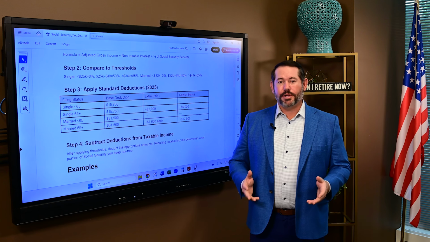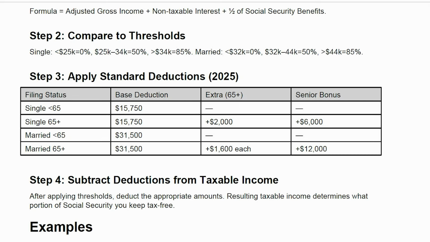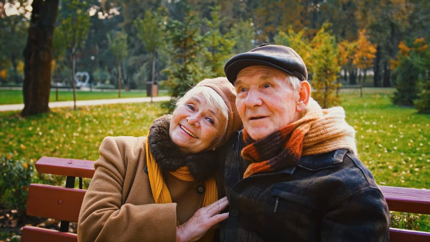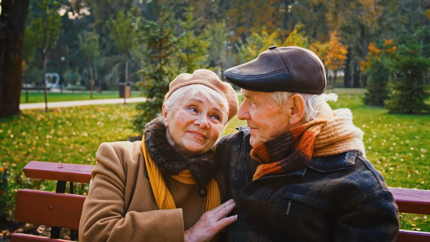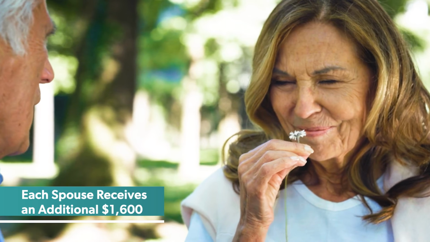Okay, so 2025, here is a table of the standard deductions. Also, this is going to be in the blog, so you can link back to the website from the link in the description, so you don't have to remember these or go surfing on the internet to try to find them. So we're looking at a married couple over the age of 65. So they have a base standard deduction of $31,500. Then each spouse gets an additional $1,600.